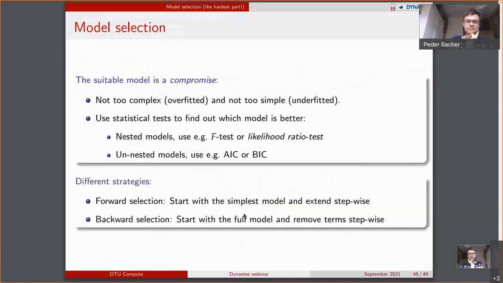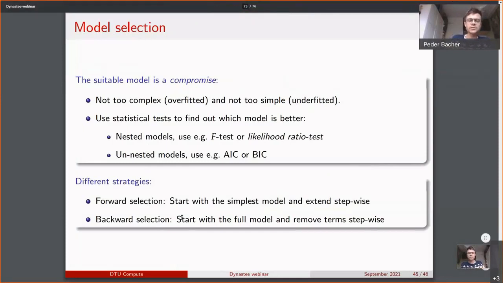But you can look into that. The best model is always a compromise: it's not too complex, so it's not overfitted, and it's not too simple, so it's not underfitted. We can use these different techniques, and we can start with a simple model and add complexity, or start with a complicated model and remove complexity. That's called model selection techniques, so you can look that up.